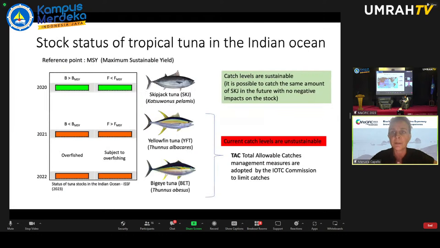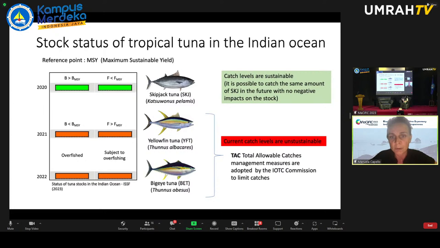This is the status of the tropical tuna in the Indian Ocean based on the most recent assessments. The status is evaluated according to some reference points. In fishery science, we consider as a reference point the MSY, the maximum sustainable yield, which is the maximum amount of catches that can still guarantee that the exploitation can be sustainable. If you see this color scheme, for skipjack tuna the last assessment indicated that the levels are good, so the catch levels are still sustainable. It is still possible to catch the same amount of skipjack in the future without negative impacts on the stock.